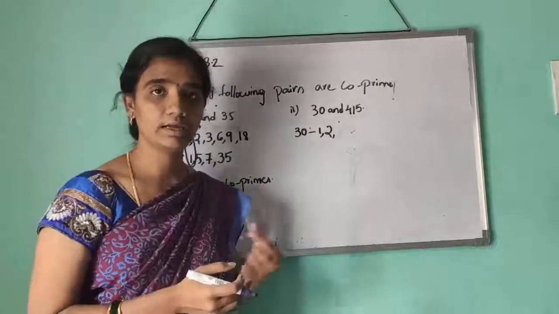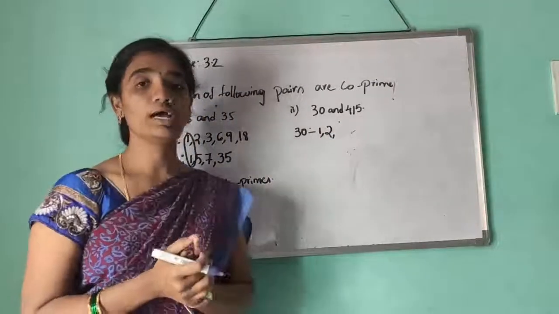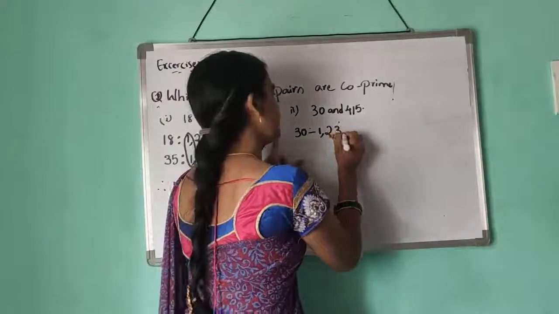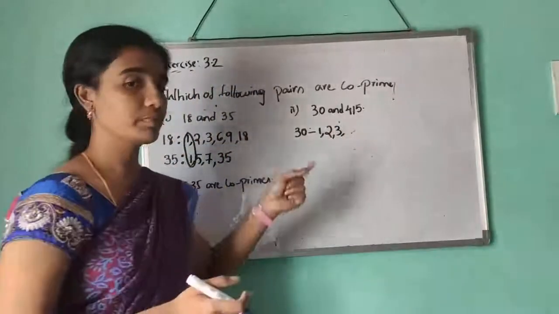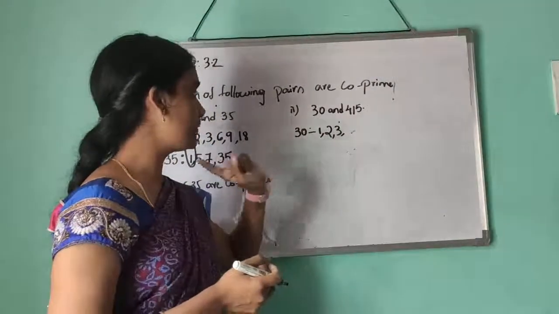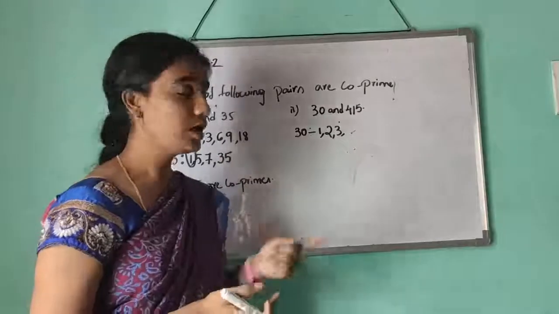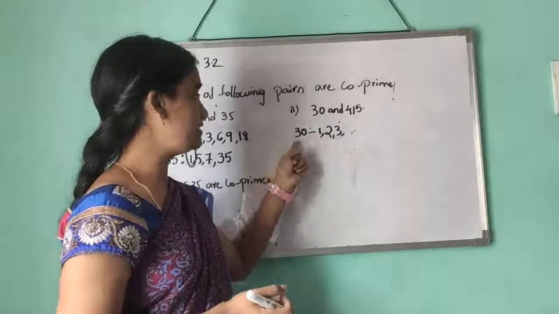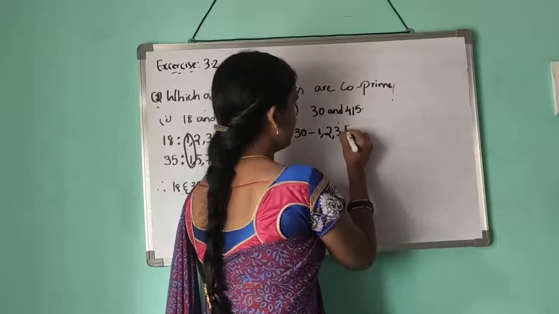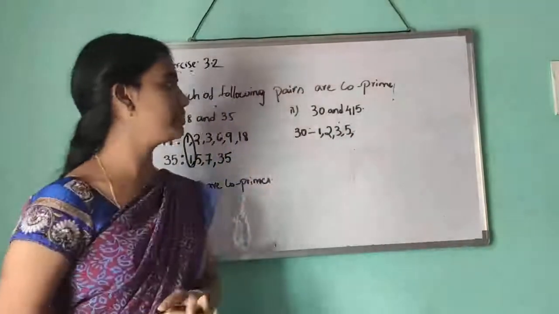Coming to 3, 10 threes are 30, so 3 is also a factor of 30. Coming to 4, 4 is not a factor of 30. Then check the fifth. How many times does 5 go into 30? 6 times, 6 fives are 30. So 5 is also a factor of 30.